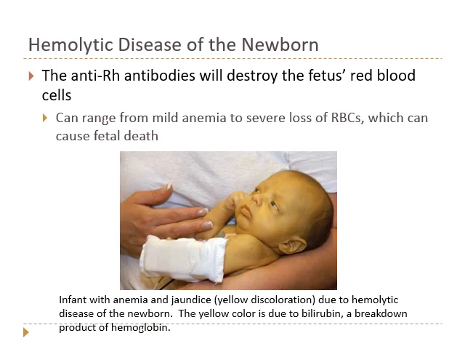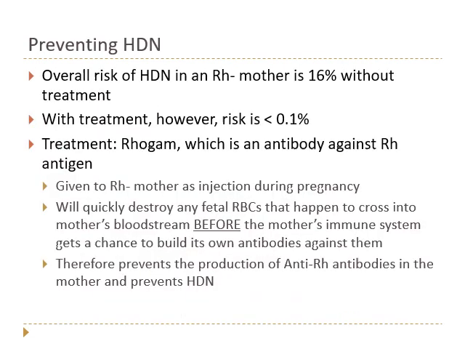So we want to avoid this if at all possible, right? It can kill the baby or result in significant illness. Jaundice in the infant is associated with a lot of adverse health outcomes. So overall, we know in Rh-negative mothers with Rh-positive babies, the risk of having this disease happen is 16%. However, we have a treatment available, which is amazing, that reduces the risk to less than 0.1%, which is really awesome.